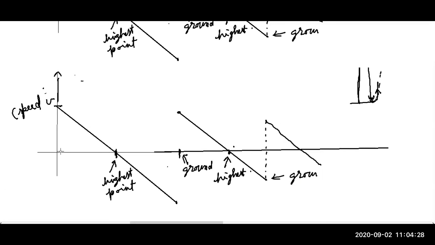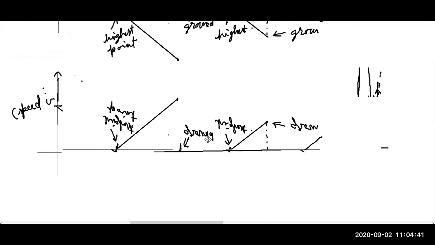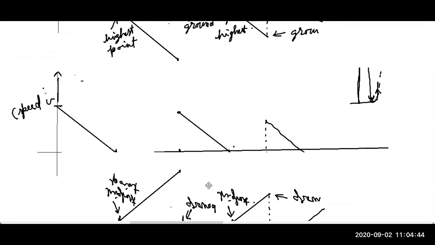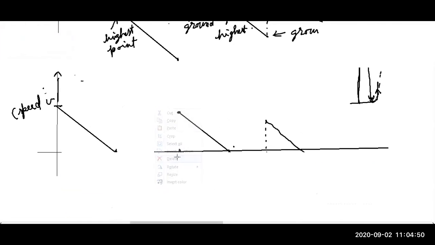So we can do it like this, take it like this, and we can invert it. Okay, so I am drawing it separately. The graph will be looking like this, and here also. So this is the speed-time graph. The last one was the velocity-time graph. This is the speed-time graph.